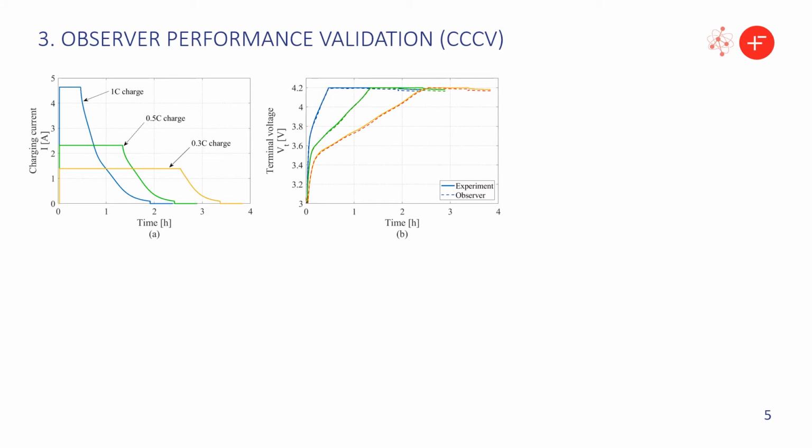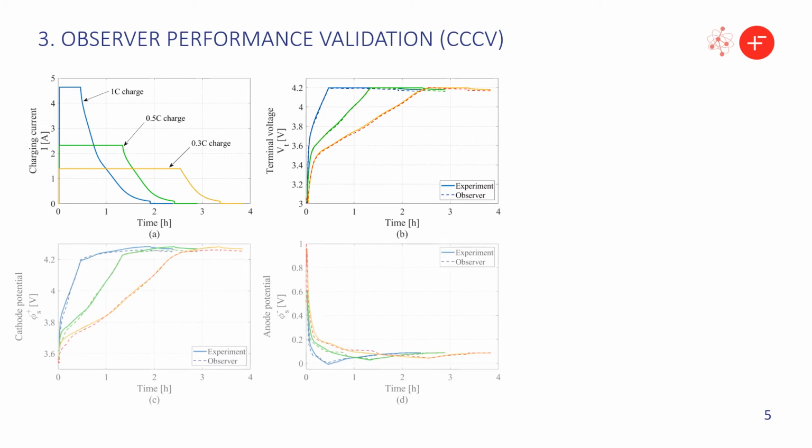In this figure, the solid line indicates the real profile of the real cell in the experiment, and the dashed line indicates the estimated value from the observer. The charging current is the input to the observer. The terminal voltage is the feedback into the observer, which is used as a reference. Then, the cathode potential and the anode potential can be estimated from the observer. The estimated value is compared with the real value of the cells in experimental tests.